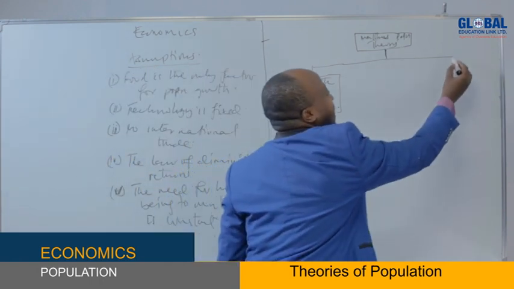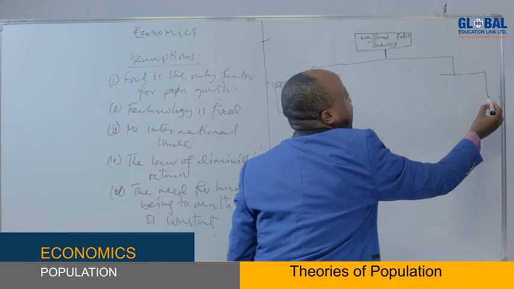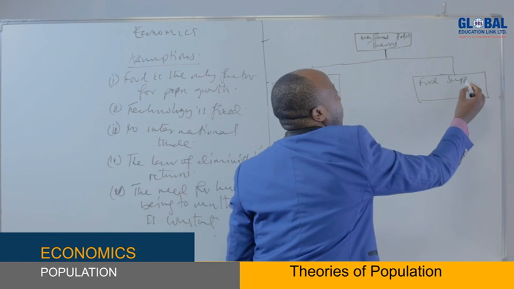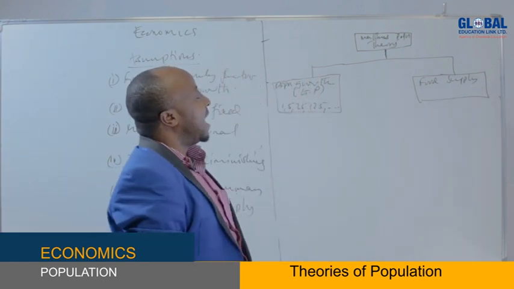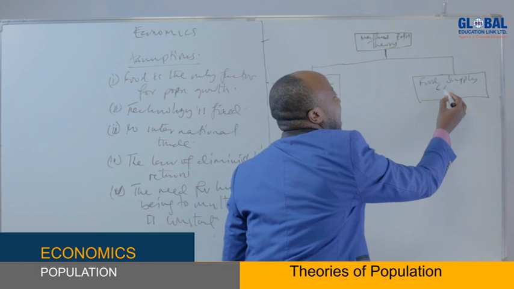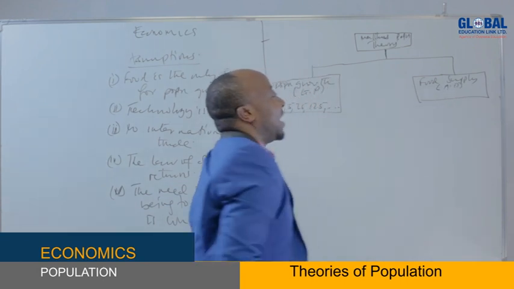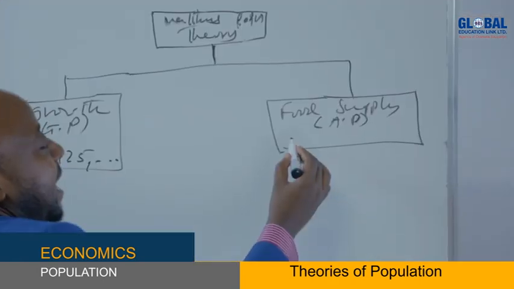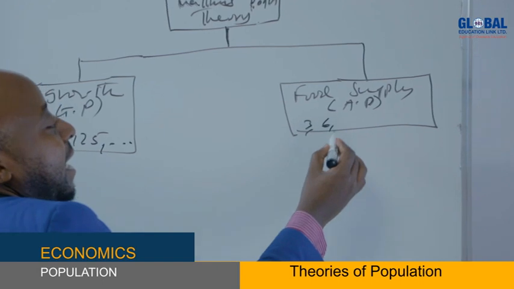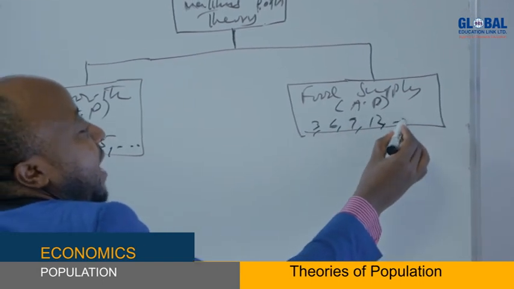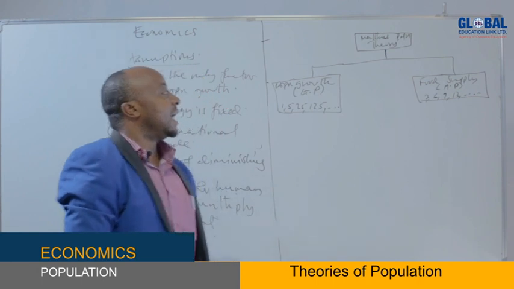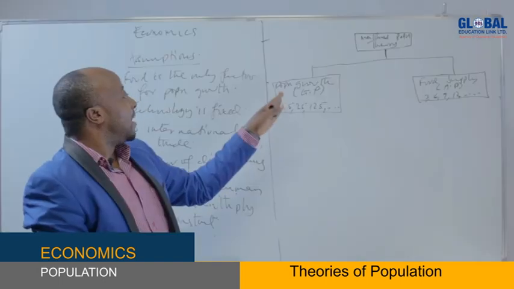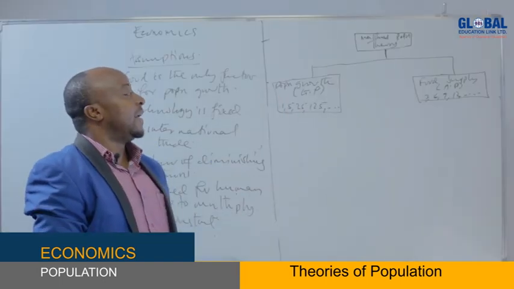But on the other hand, here we have food production or food supply. In this chart here, we said this one is increasing at arithmetic progression or at arithmetic rate. So we expect food to be increasing, maybe from 3 to 6, to 9, to 12, then going on. So the common difference there is 3. So that is food production, which is going at arithmetic rate.